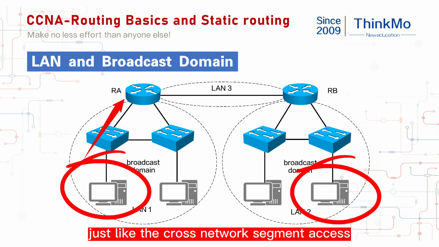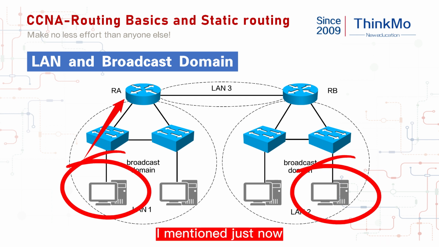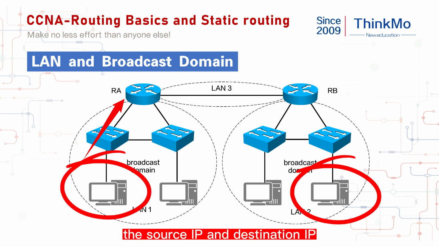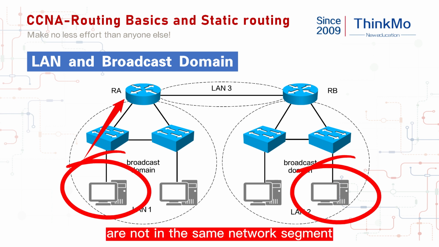Just like the cross-network segment access I mentioned just now. As long as the host finds that the source IP and destination IP are not in the same network segment, it now goes through the process of finding the gateway. It is in the process of routing.